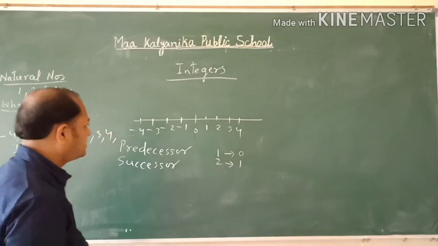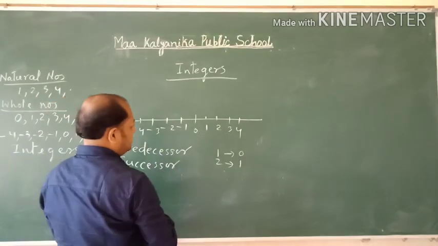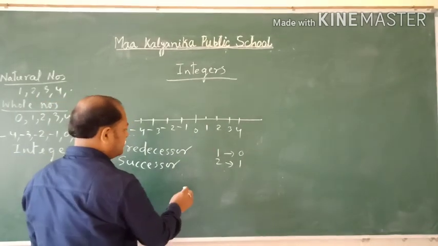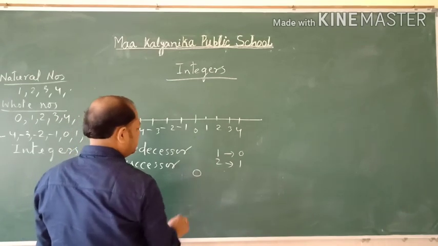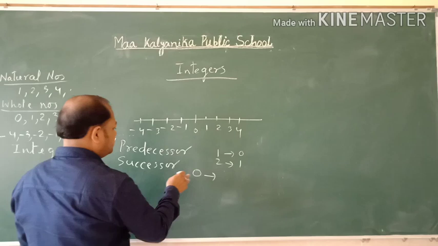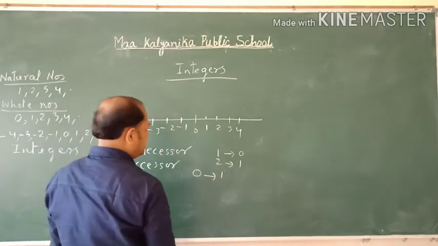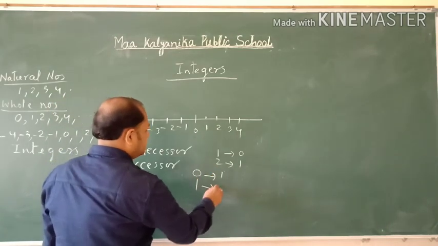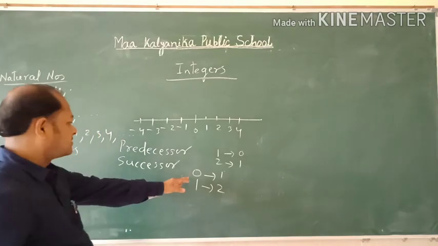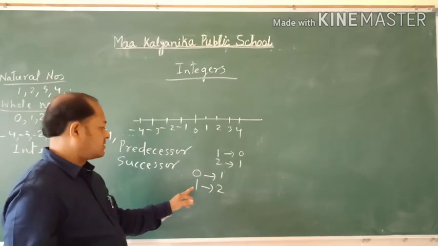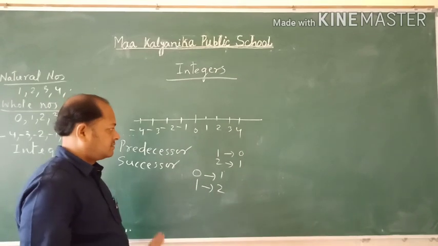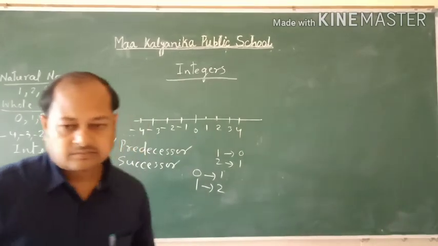And what is successor? Successor is the next number, the number after. So what is the successor of 0? The number after 0 is 1. The number after 1 is 2. So the successor of 0 is 1. The successor of 1 is 2, like this. I think it is clear.